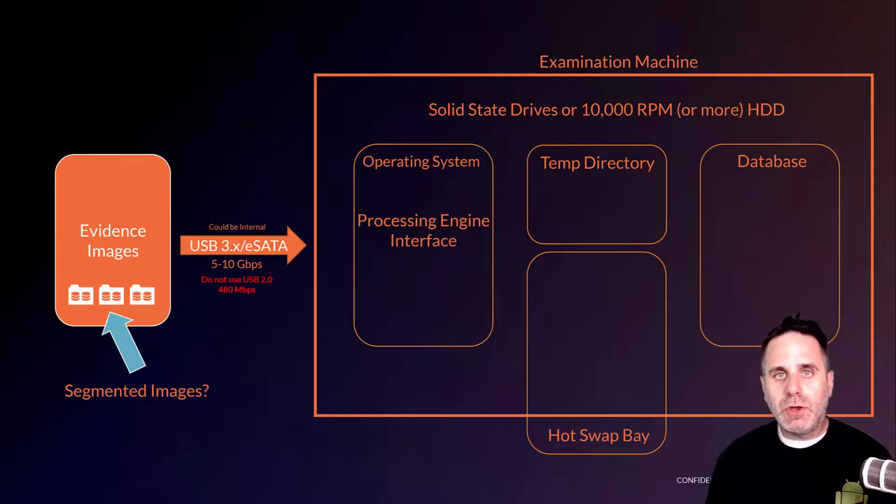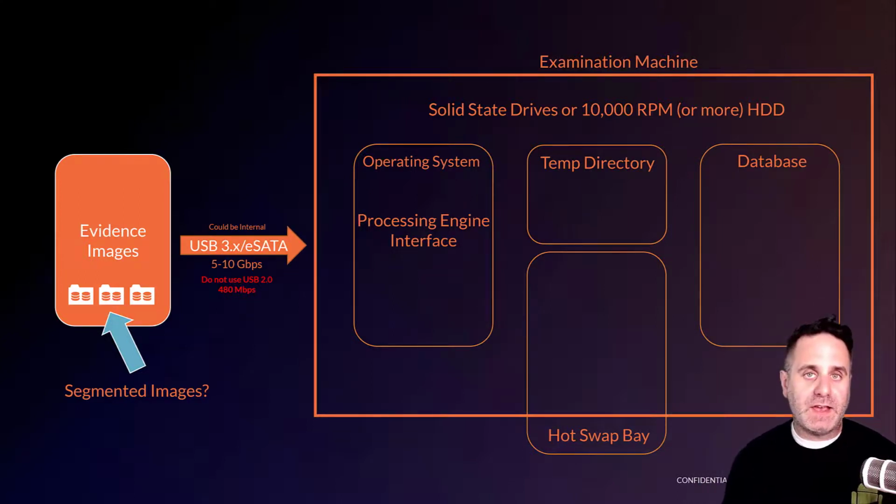FTK has a couple components that make it run. It's designed for large data sets, and because of that, we have a processing engine. We also have a temp directory we need to manage, and we have the database. Then of course we have the interface itself. We want to have these on different drives to maximize the IO of each disk. If you have some of these duplicated on the disk, then a disk can either read or it can write. It can't read and write at the same time.